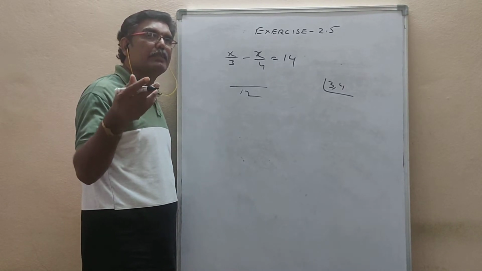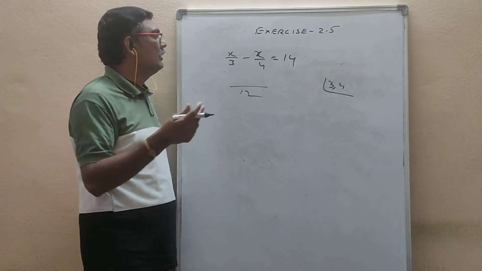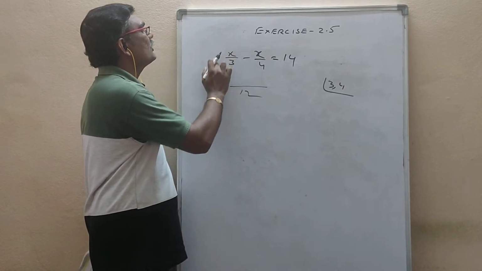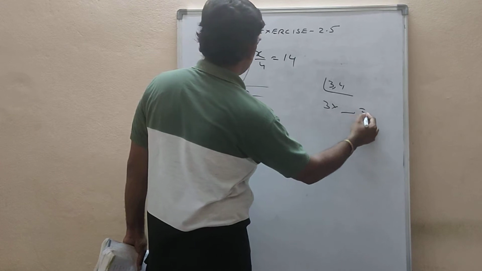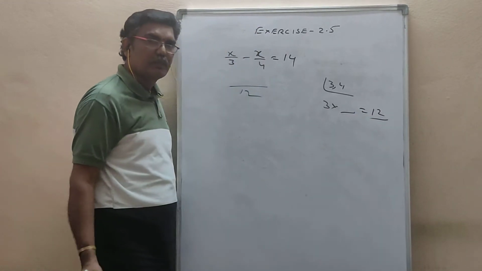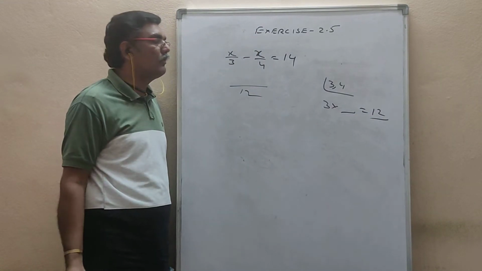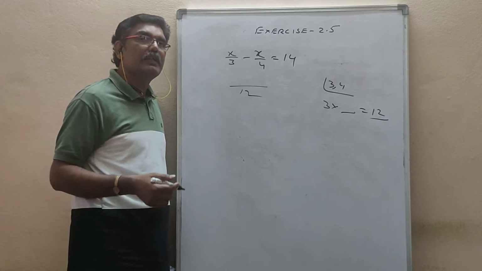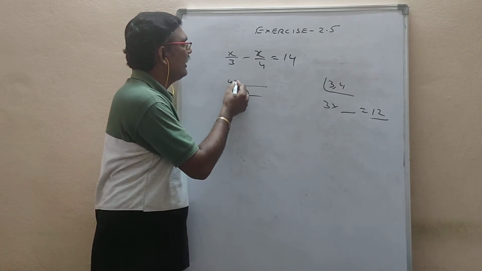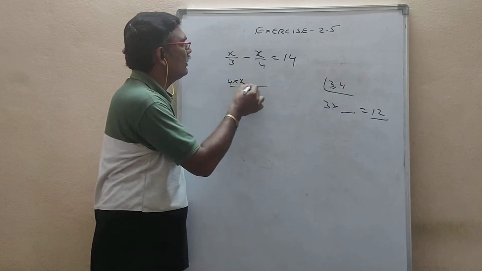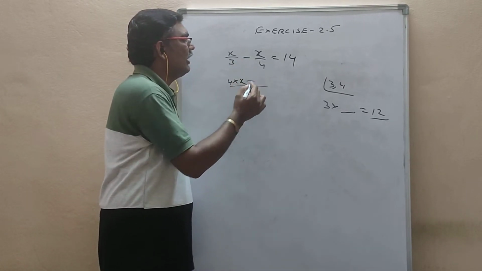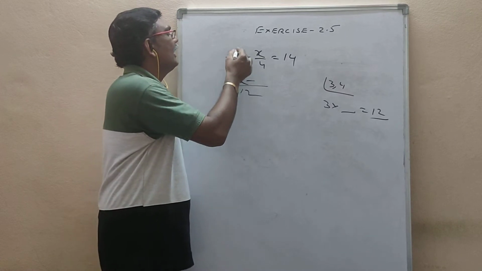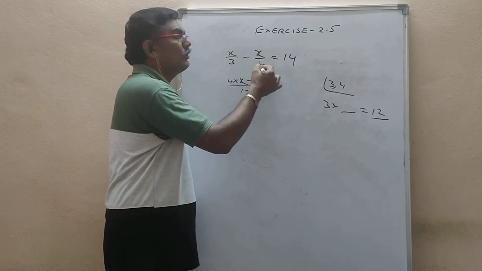Just now I explained how to do LCM. So in this first fraction, what is the denominator? 3. Read the 3 table until the LCM comes. 3 into how much is equal to 12? 4. That 4 you write, and you multiply it with the numerator, 4 into x. Now whichever symbol is here, the same symbol you have to copy.